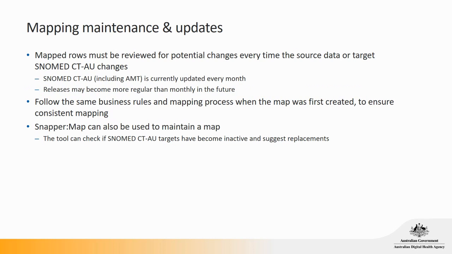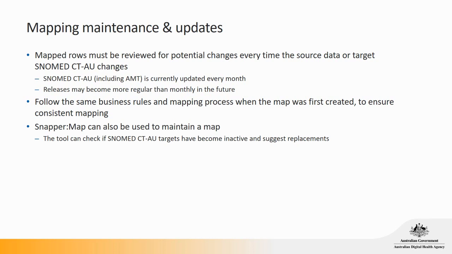Maintenance. Now, maintenance is very important when you undertake mapping because maps don't age well at all. You need to review maps every time either the source changes or the target SNOMED CT-AU changes. Just be aware that SNOMED CT-AU and the AMT is currently updated monthly, so you need processes in place to at least handle that frequency. When you review a map, you need to follow the same business rules and mapping process as when you did the initial mapping to ensure consistency.